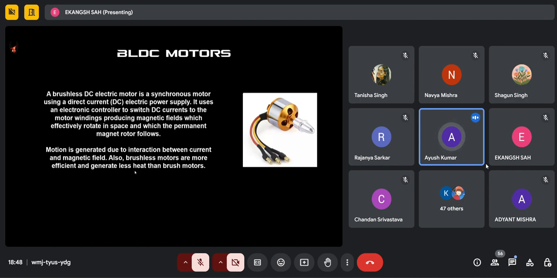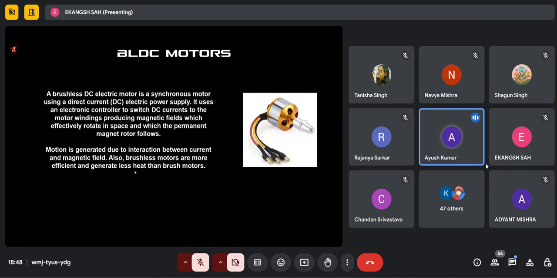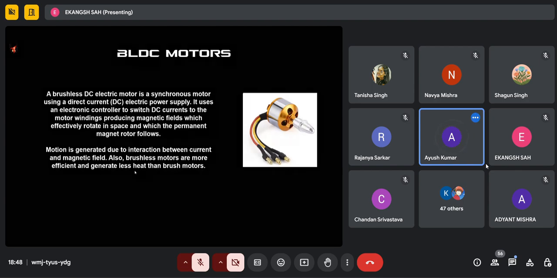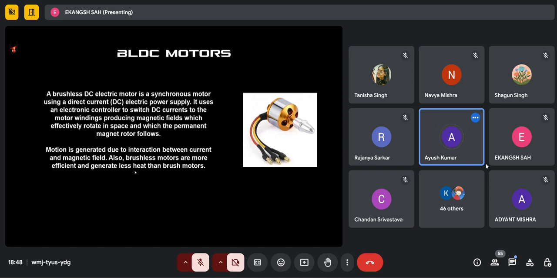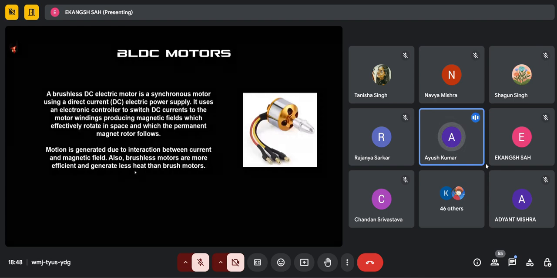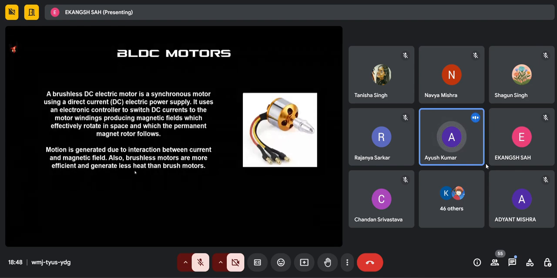Now come the BLDC motors, which act like the muscles of the aircraft, and they generate the necessary thrust for the lift of the aircraft. They have an electronic controller, which generates the rotating magnetic field, or the time-varying magnetic field, for rotating the rotor of the motor. It also has a circuit diagram. Next slide.